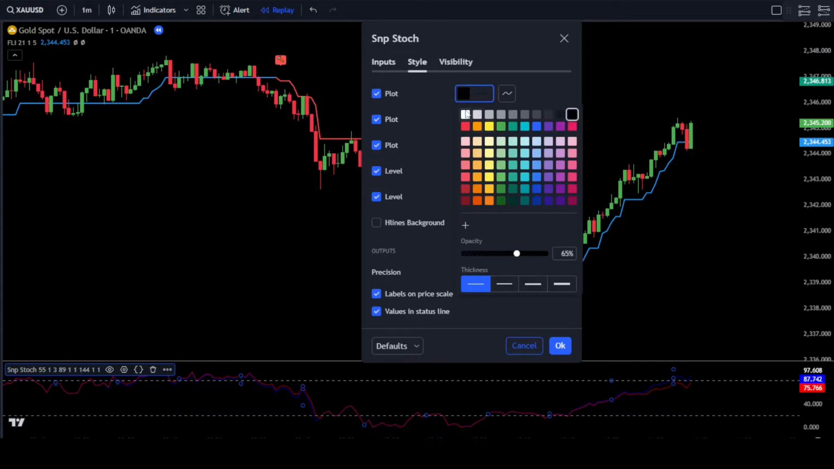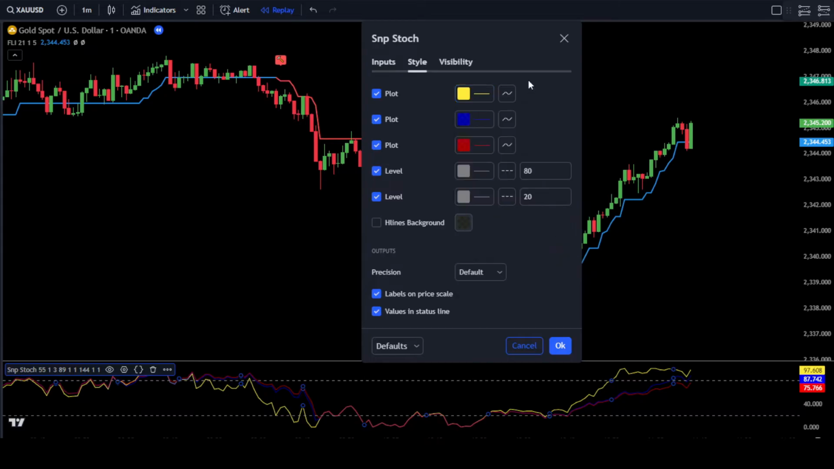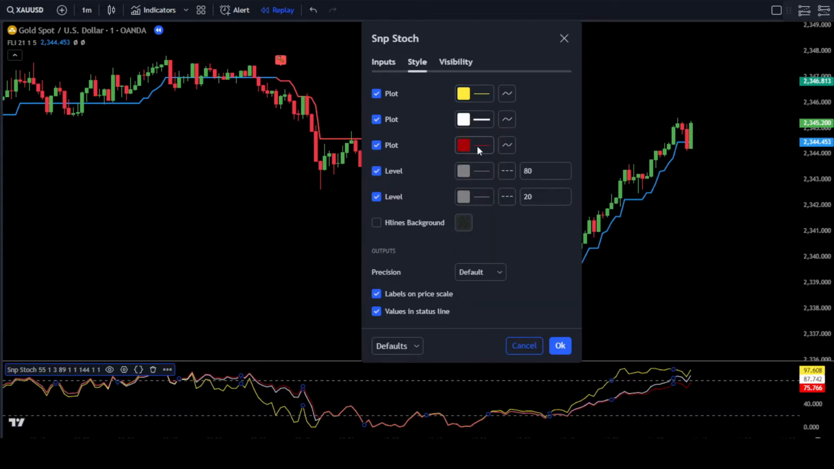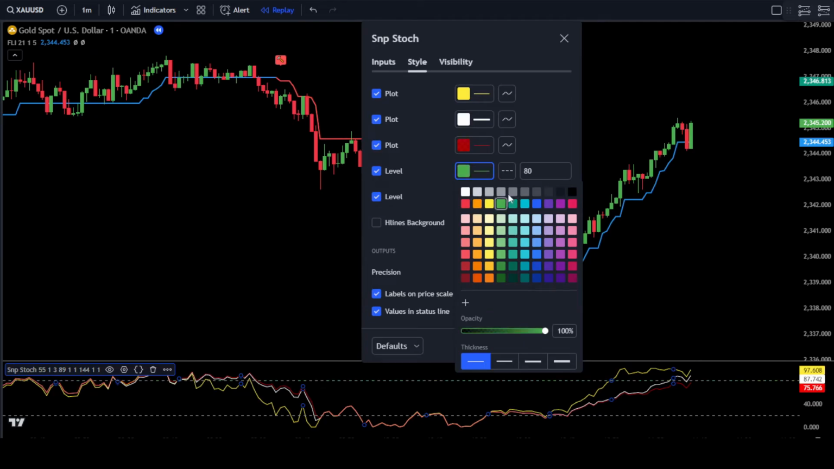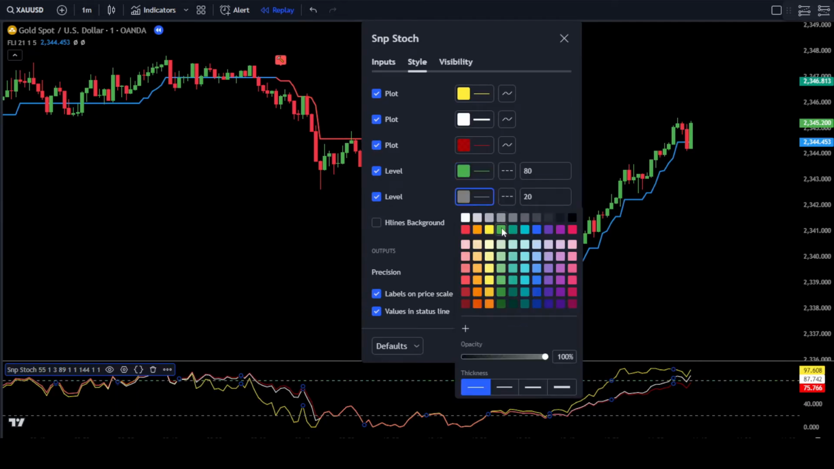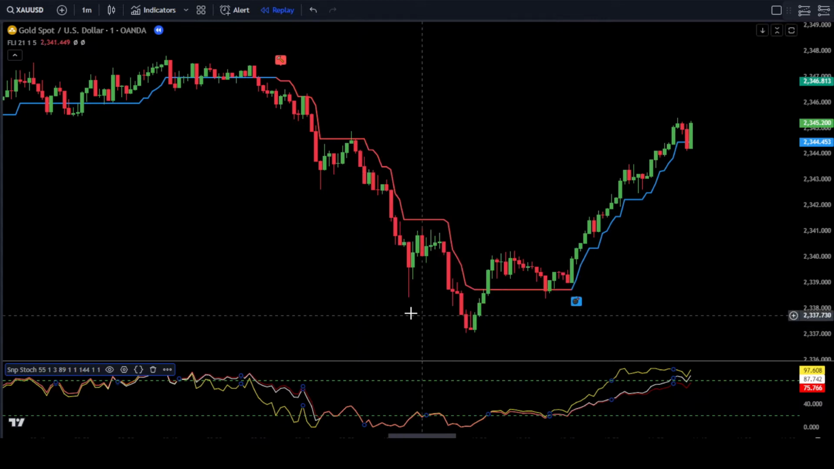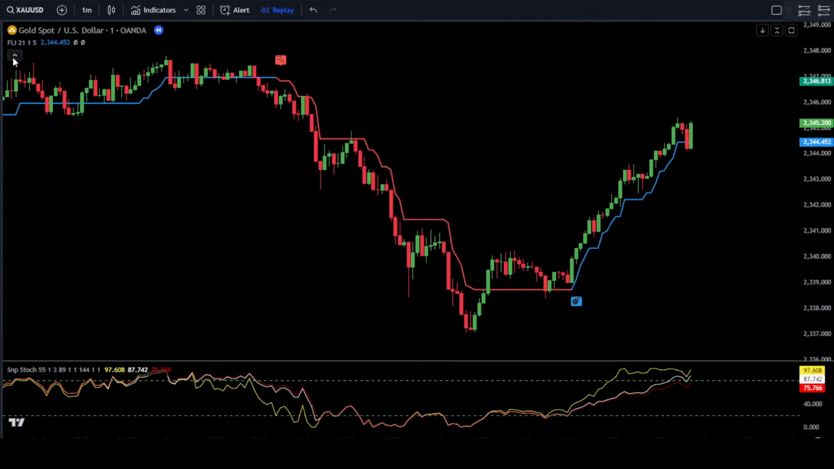Change the color of the first plot to yellow. Then also change the color of the second plot to white. After that, change the level color to green. Once done, click OK to confirm the changes. The Sniper Stochastic works similarly to the usual stochastic indicator, where levels above 80 are considered overbought areas and levels below 20 are considered oversold areas.